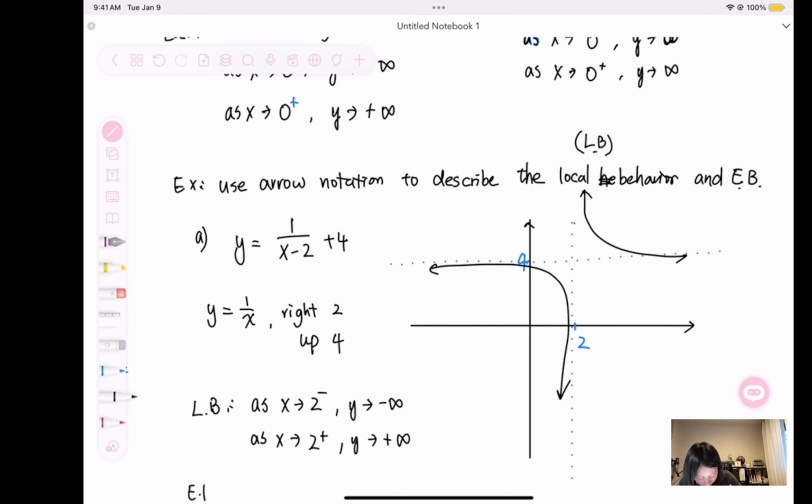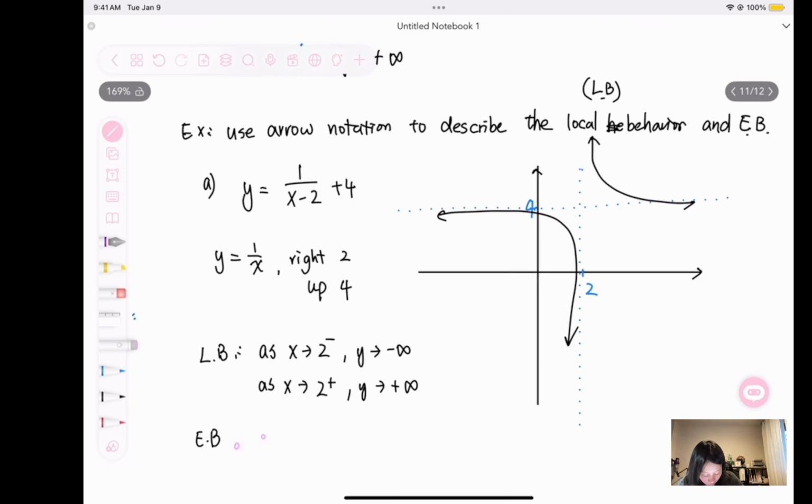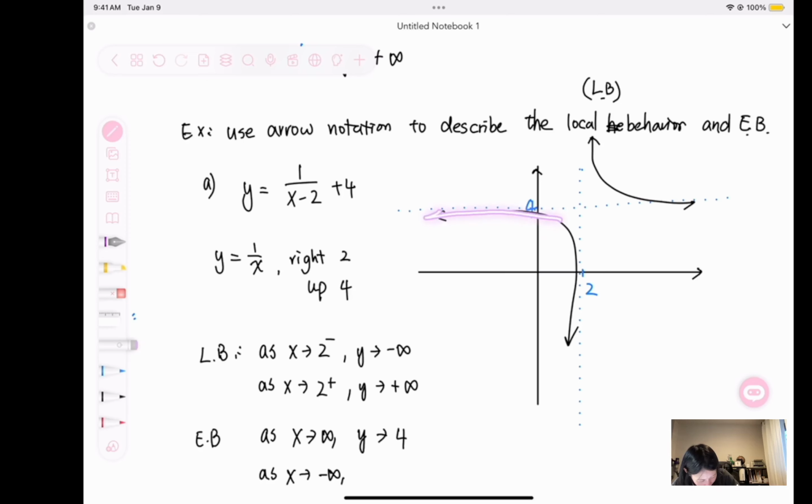Now, end behavior. End behavior is when we look at x going to infinity in that direction. As x goes to positive infinity, y gets very close to 4, and similarly, as x approaches negative infinity, y gets closer and closer to 4. So y is approaching 4.